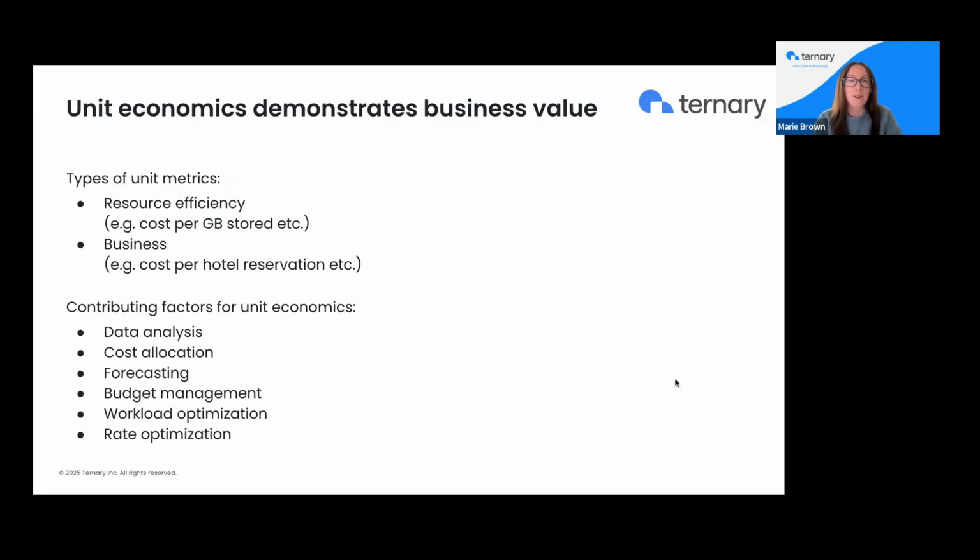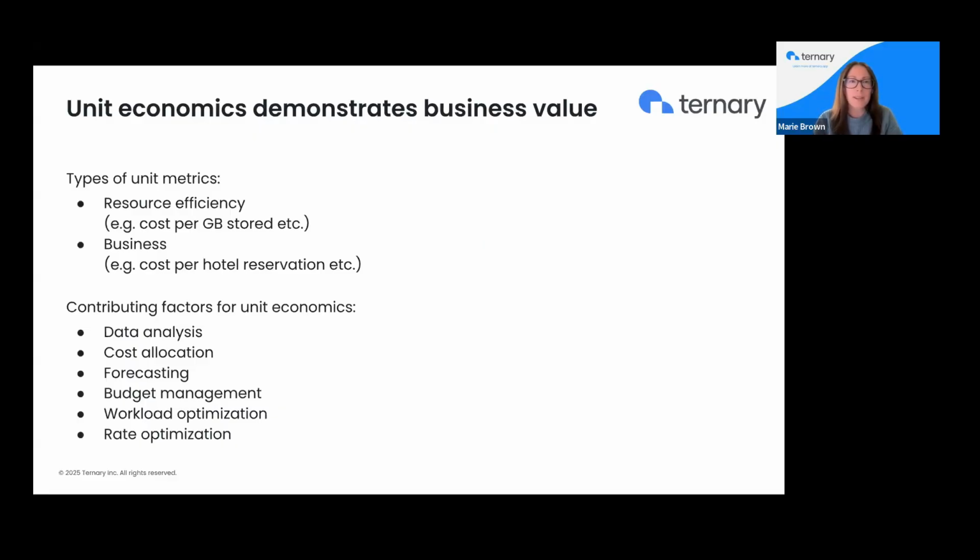Dovetailing off of that, both cloud and SaaS management are about maximizing the value of the dollar, or whatever the currency is in the local area that your business operates in, your customers operate in. And that brings us to unit economics. It's really about demonstrating business value. What is the business impact on that cloud or technology spend investment?